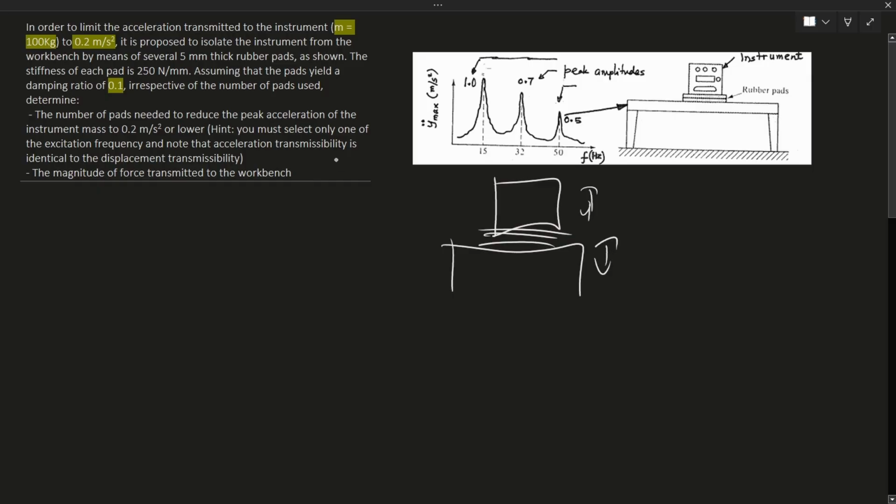Now, basically you have to read the whole question in any exam, okay? So it's saying, in order to limit the acceleration transmitted to the instrument, it's proposed to isolate the instrument, blah, blah, blah, okay? So I know they're using instrument, but it doesn't matter. They're not really using this machine to measure anything in this context. What they're talking about is the acceleration that's being transmitted and they want to isolate it, okay? So immediately, our brain should go to this equation.